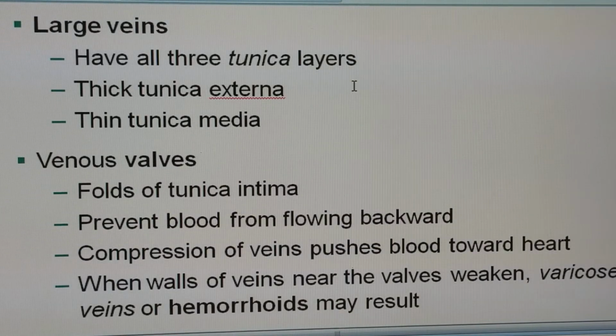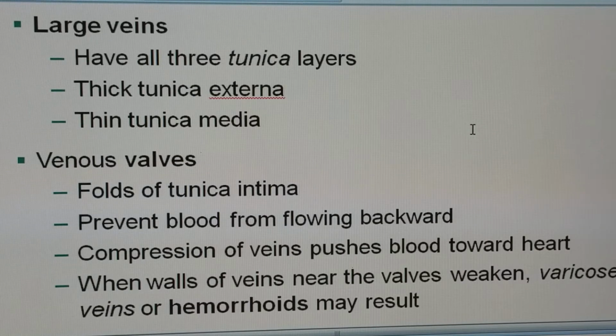The venous valves, folds of the tunica intima, prevent blood from flowing backwards. They're one-way valves. Compression of the veins pushes blood towards the heart. So if you were to reach in and squeeze a vein, because of those one-way valves, the blood would move up towards the heart, but as it tried to come back down due to gravity, the valves would shut, trapping the blood above the valve.